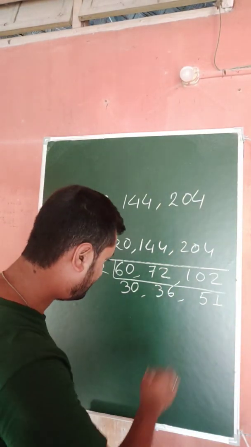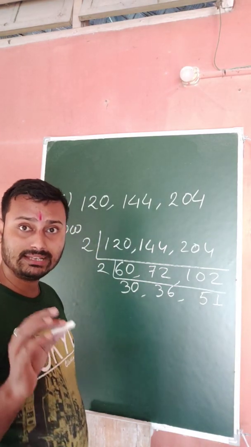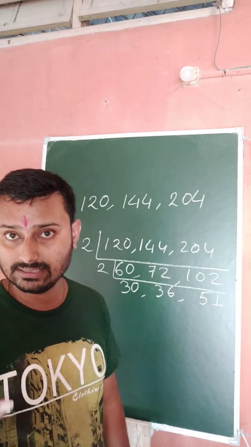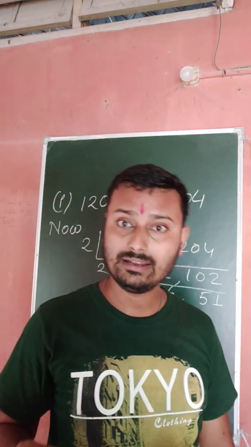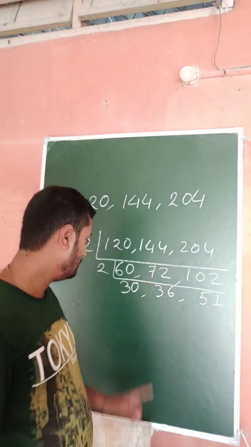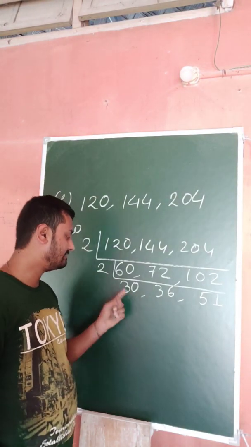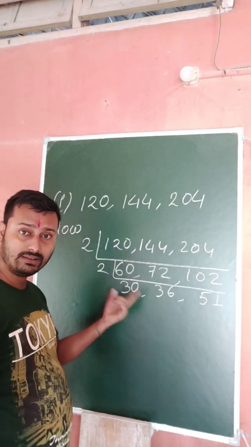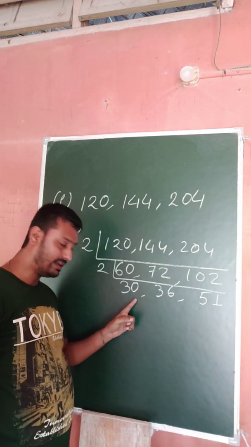So now let us try 3. The divisibility test of 3 is: if the sum of the digits of a given number is divisible by 3, then the given number will be divisible by 3. So in this case, 3 plus 0 is 3. 3 is divisible by 3. That means 30 will be divisible by 3.